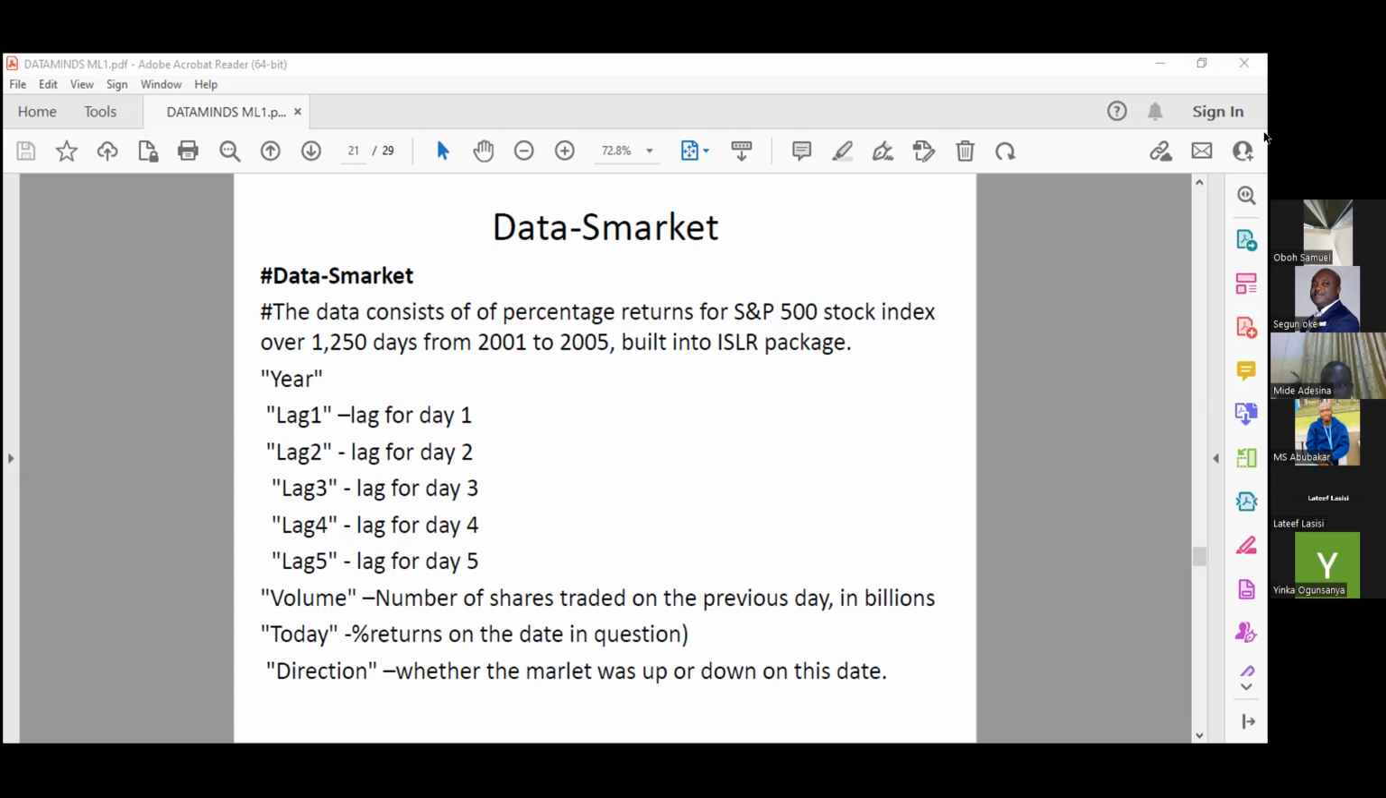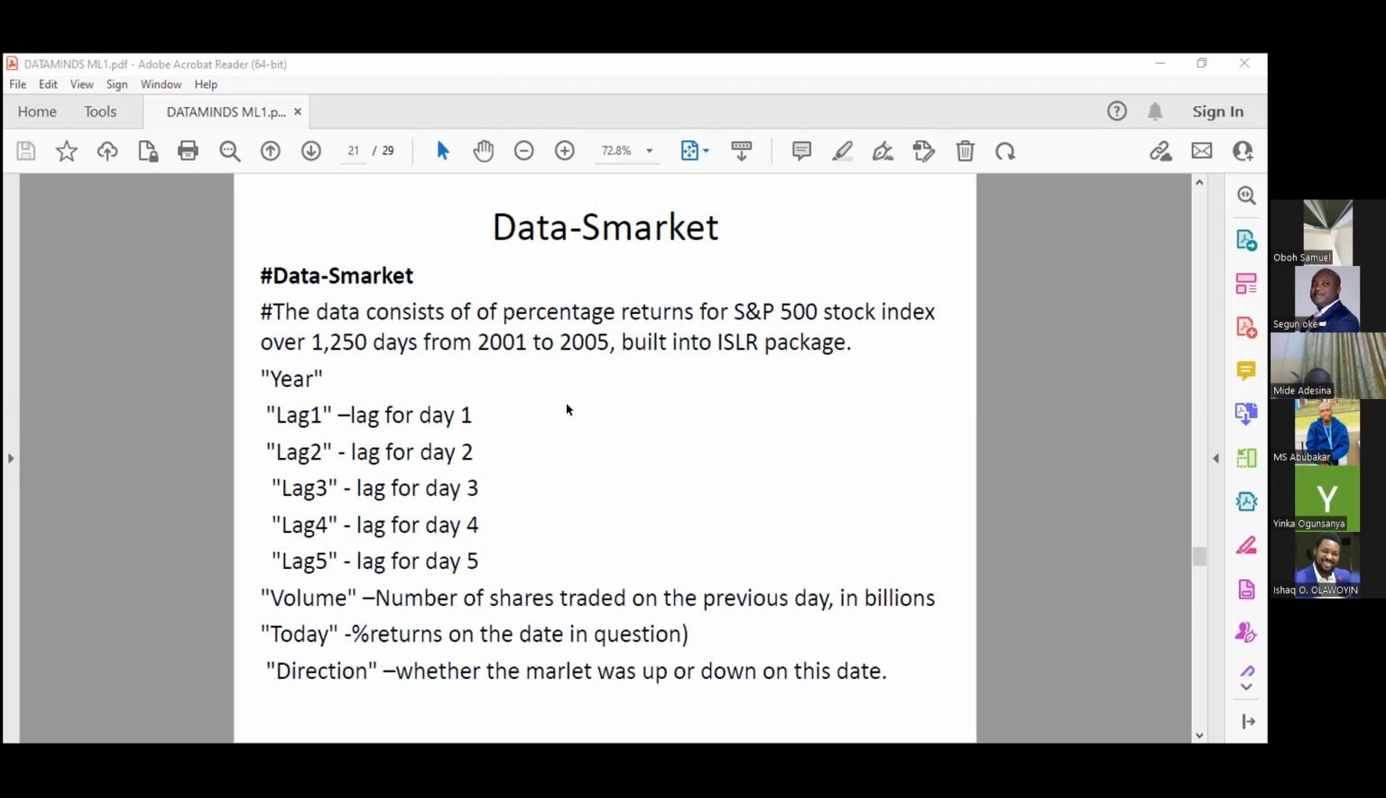Okay, let me be talking about the data while we are doing other things. Now the data has 9 variables. Variable number 1 is the year, then Lag 1, Lag 2, up to Lag 5. Then volume, the number of shares traded on the previous day in billions. Another variable called Today is the percentage return on the date in question. Then Direction, whether the market goes up or comes down on a particular day.